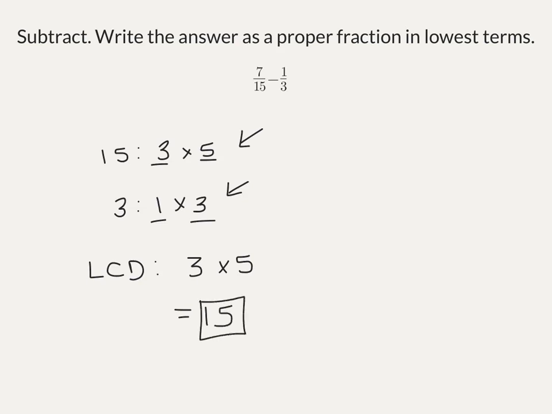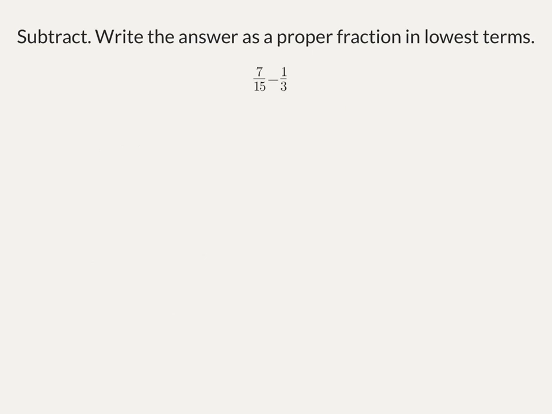Now I'll rewrite the fractions so that they have a common denominator of 15. If I look at the first fraction, 7 over 15, that already has a denominator of 15, so I do not need to rewrite that fraction. Next, I'll look at 1/3. I need to rewrite it so that the denominator is 15. So 3 times what gives you a value of 15? Well, that would be 5 because 3 times 5 is 15. So I need to multiply the top by 5, and 1 times 5 is 5. So 1/3 can be rewritten as 5 over 15.